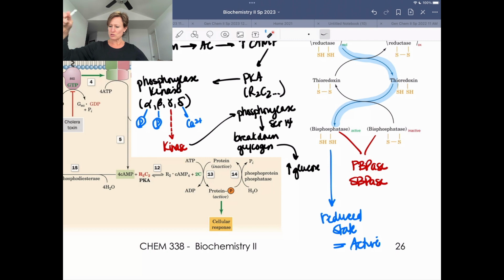The flip side is true. If it is dark out, that means these enzymes are not going to be in the reduced state. They're going to be in their disulfide link state. And in being in that state, they're not going to be active and Calvin cycle chemistry cannot happen.